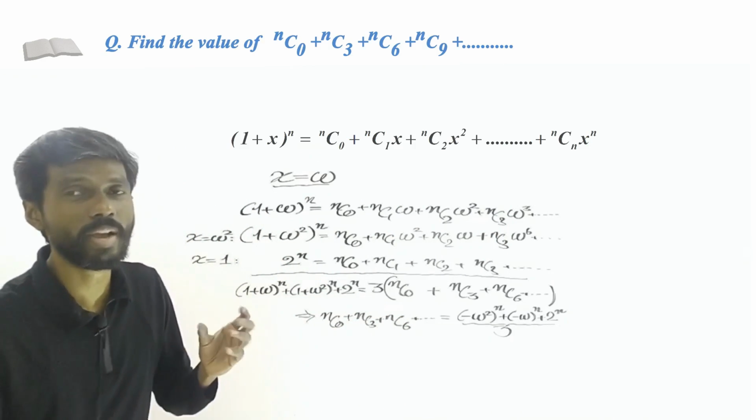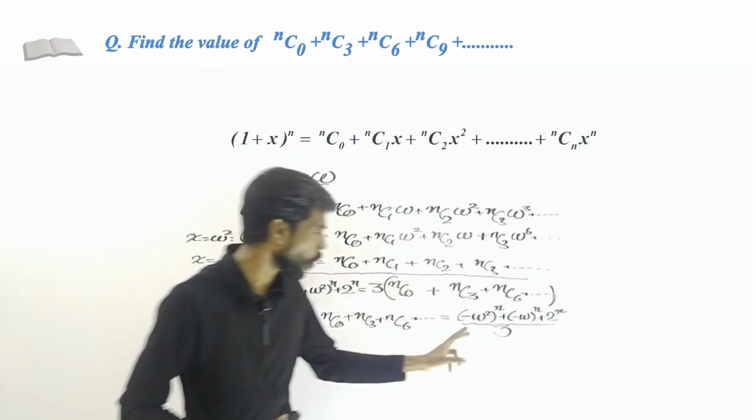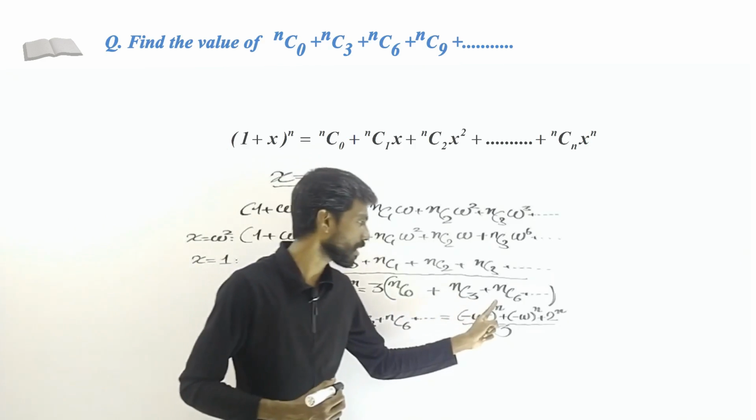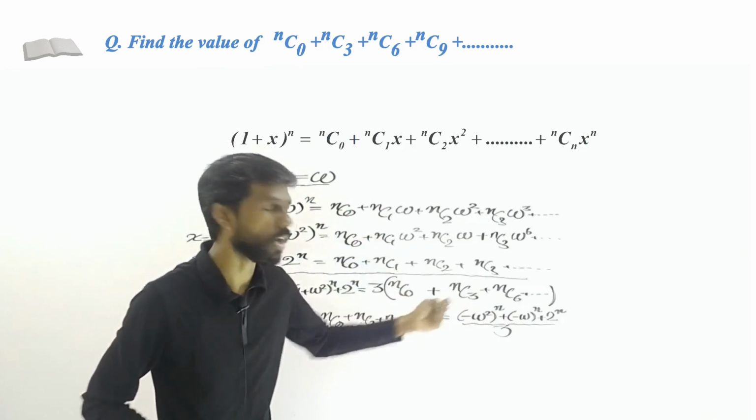If you know the particular value of n, we can substitute and simplify this. So this will be a real number, even though omega is an imaginary number. Whatever is the value of n, if you do the simplification, it will become a real number, right? Because we don't know what the value of n is.